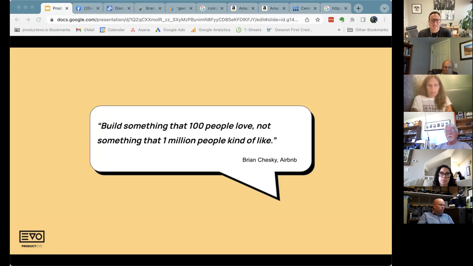The way to succeed in today's overcrowded marketplace is to build something that 100 people love and not something that 100 people or 1,000,000 people kind of like. I love that quote from Brian Chesky. So we believe market research is your process of figuring out where that real passion and the real desperate needs already exist in the market.